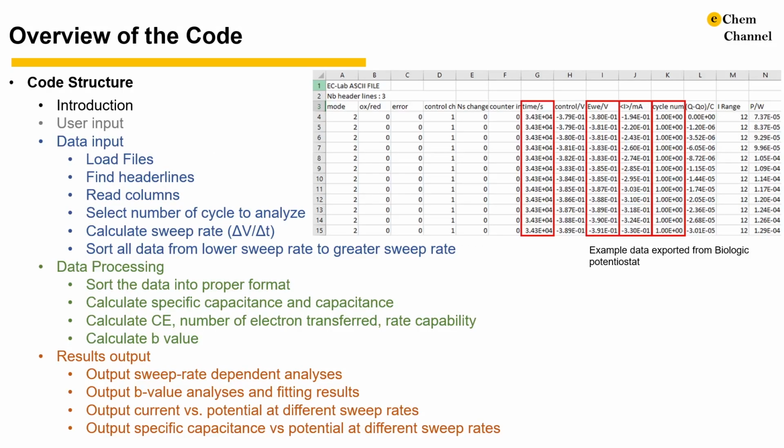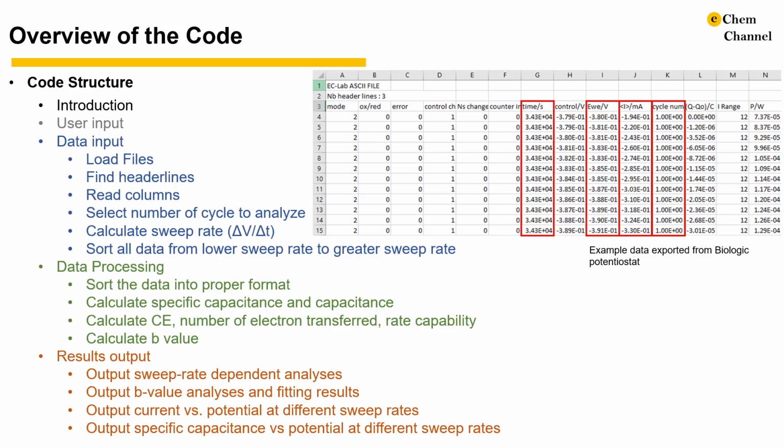The code can be roughly divided into 5 parts. The introduction teaches how to use the code. Then the user needs to input the mass of the active material, the number of cycles selected for analysis, and the molar mass of the active material. The part after this section should all be automated after the user clicks the play button.